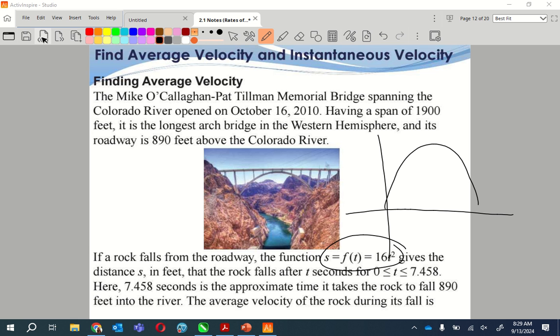So this is going to be an example of a secant line. By here and here, I have 2 points. A secant line is I have 2 points and I find the slope in between those 2 points. That's what a secant line is.